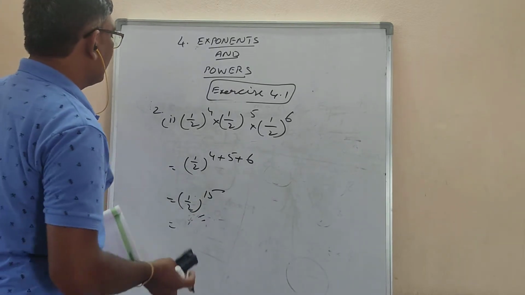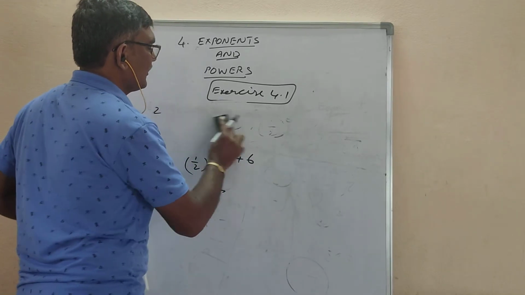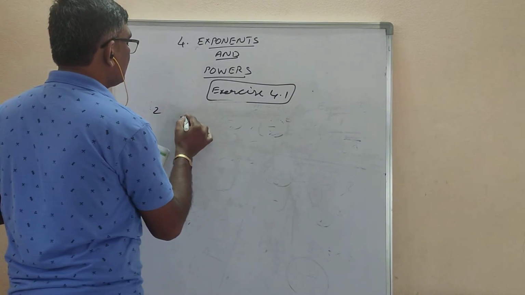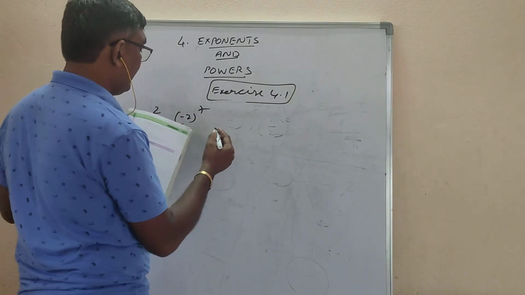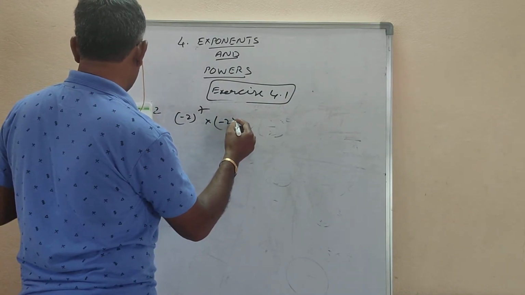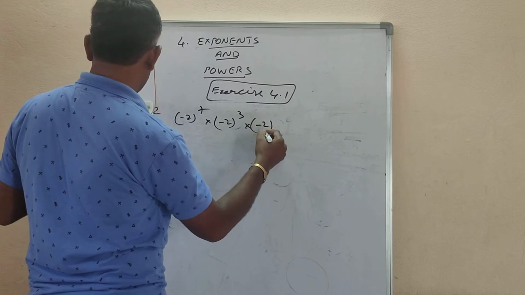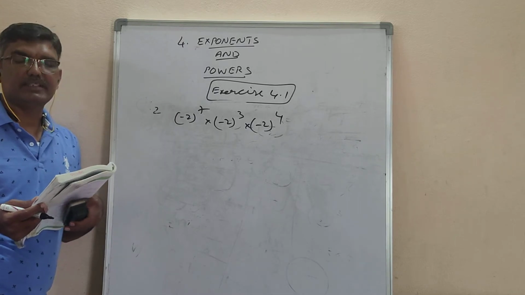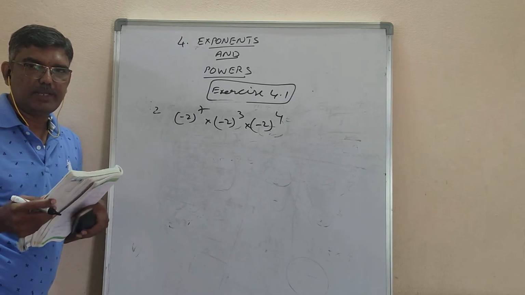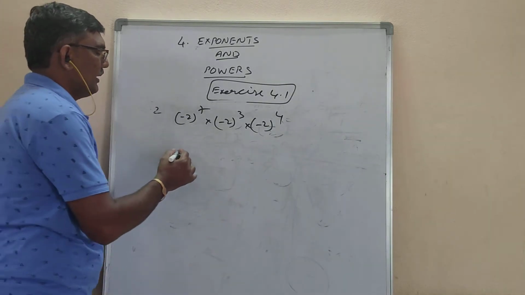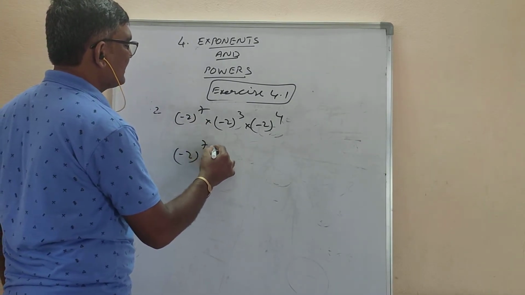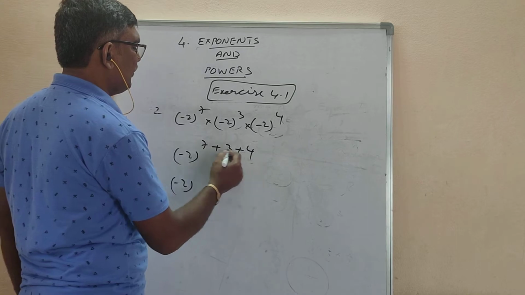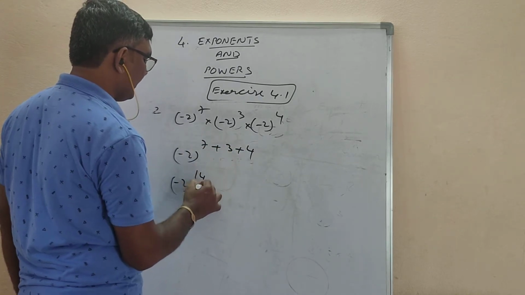Next, go for the second problem. What is the second problem? See it here. The second problem is (-2)^7 into (-2)^3 into (-2)^4. Here also you have the same bases. If you have the same bases and you are multiplying, I said to add the powers. So -2 is same and add the powers 7 plus 3 plus 4. If you add 7 plus 3, 10, 10 plus 4, 14.